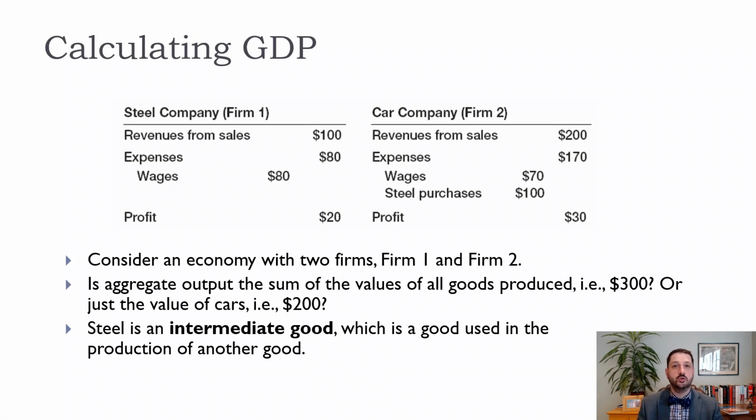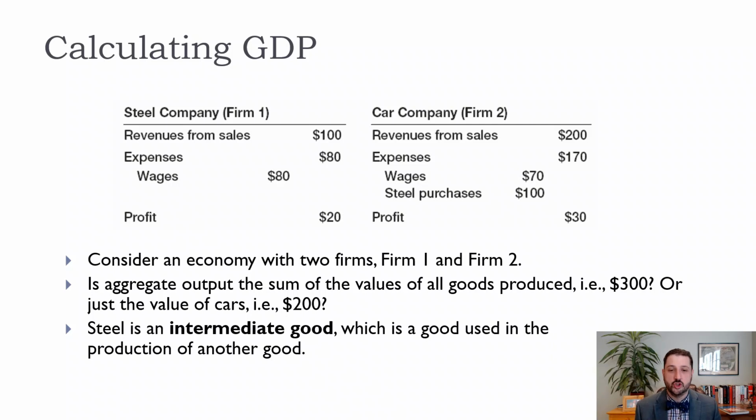So here we have two companies, right? We have a steel company and a car company. They both have revenue: $100 for the steel company, $200 for the car company. They both have expenses as well. The steel company has to pay wages, the car company has to buy the steel and pay wages, and then they both have a profit.